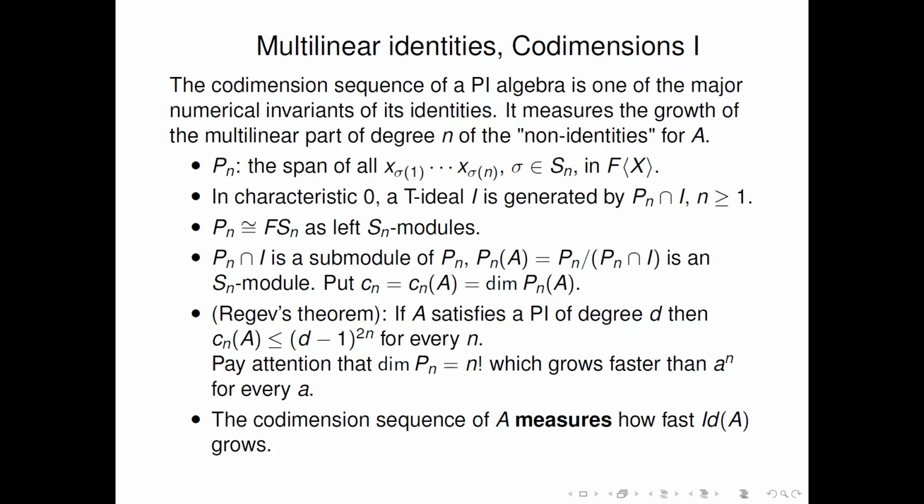But if the characteristic of the field is zero, then it is known a T-ideal is generated by its multilinear elements. So you can consider all these intersections, if I is a T-ideal, in order to generate the T-ideal. But P_n clearly is isomorphic to the left regular module of the symmetric group. The isomorphism is obvious. You map this monomial to its permutation.